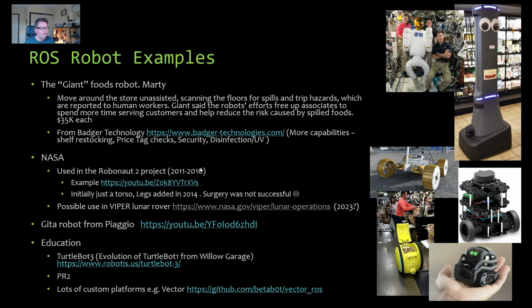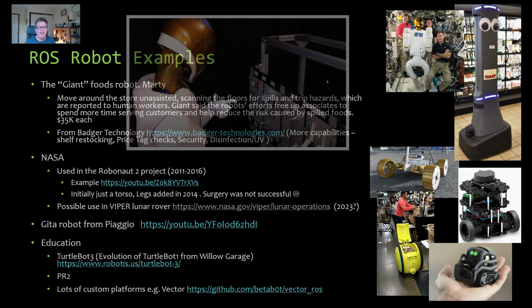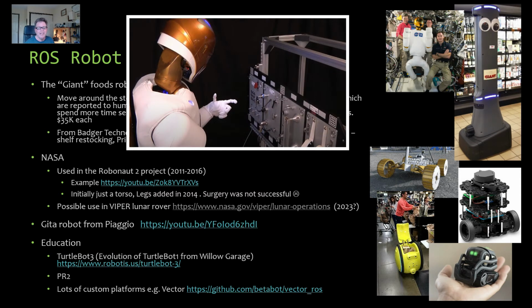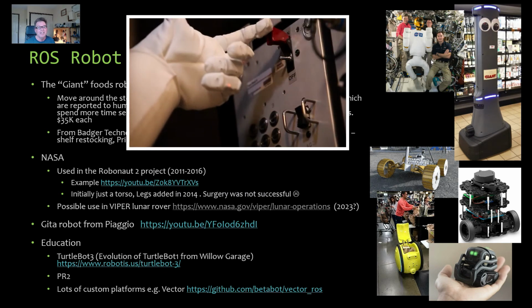Other uses I saw for ROS is NASA has been using ROS. So the first time they used it big time was between 2011 and 2016 on the ISS space station. See example here. So what they did was put a fairly humanoid robot together. Initially it was just sent up to the International Space Station in 2011.